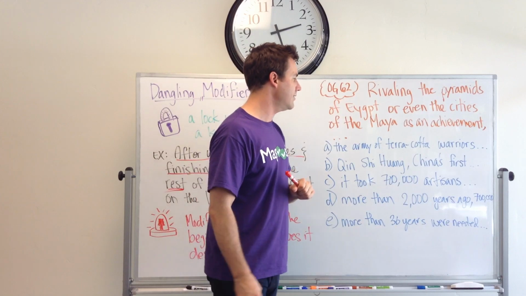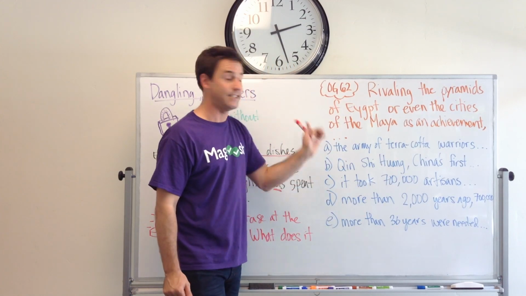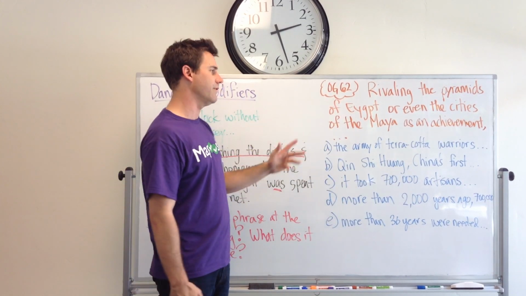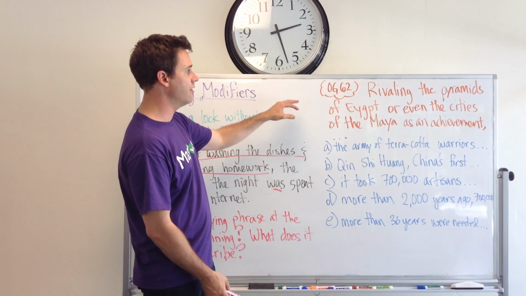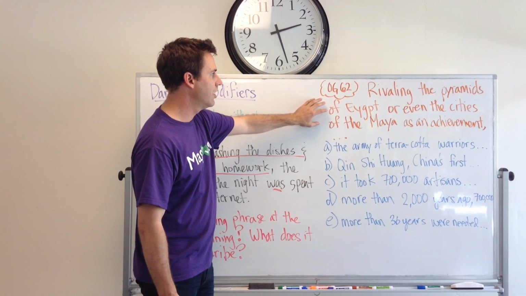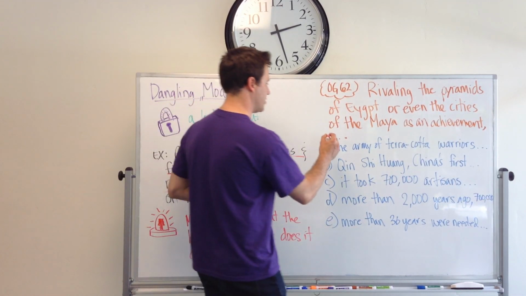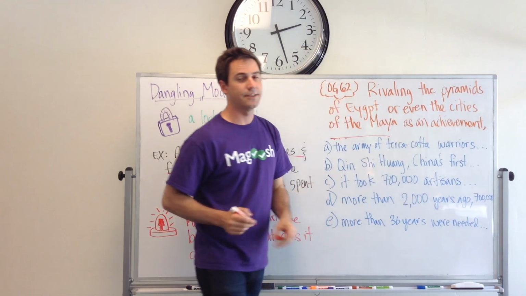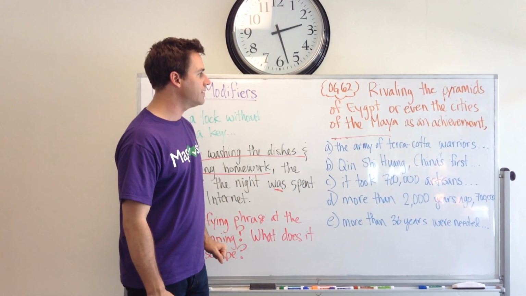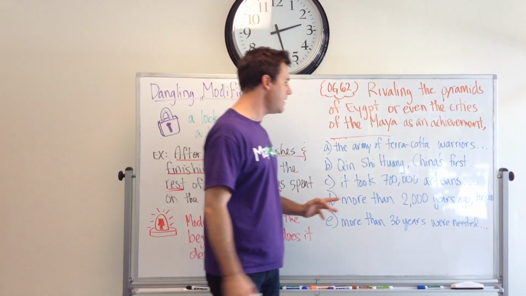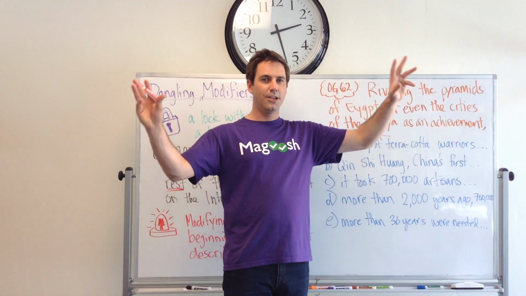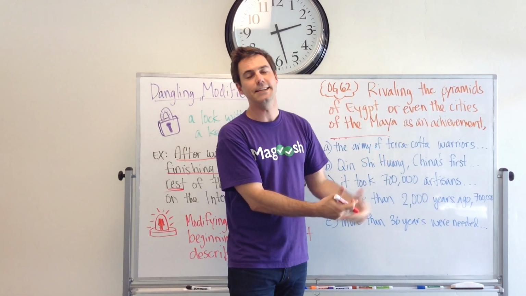So, let me show you. In the Official Guide, 13th edition, we have question 62 here. And this is a really long sentence. I've abbreviated a lot of it. So the beginning of the sentence starts here, and the underlined portion begins after this long modifying phrase. So here's the modifying phrase: rivaling the pyramids of Egypt, or even the cities of the Maya, as an achievement. Stop. What's going on? What is this thing describing?